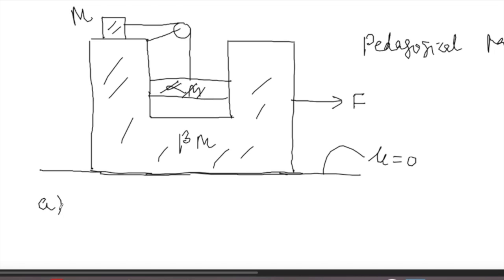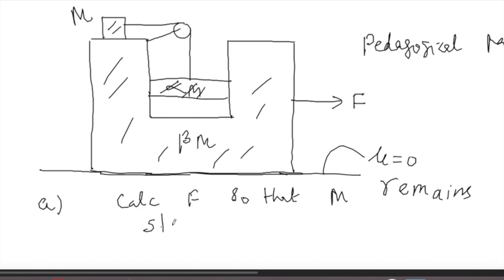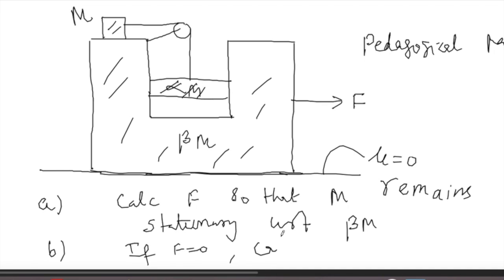So you have to solve two different parts. First, calculate F so that capital M remains stationary with respect to beta m. B. If F is equal to 0, calculate the acceleration of all the blocks.